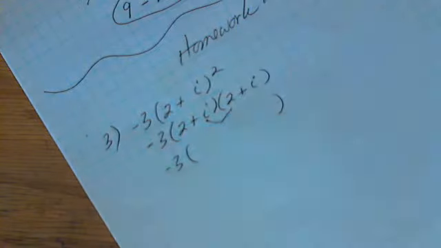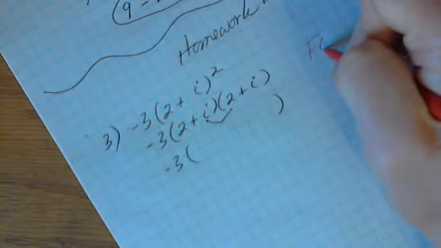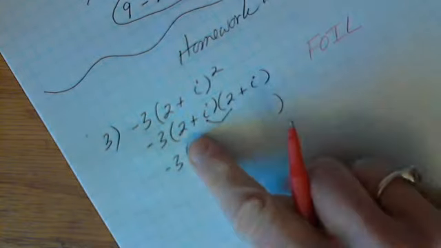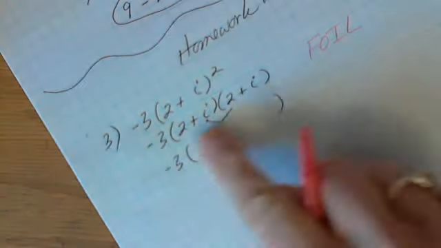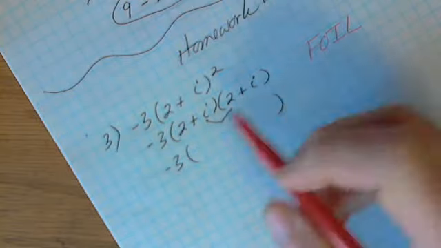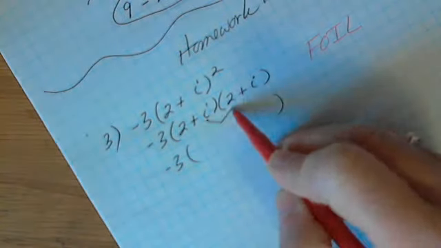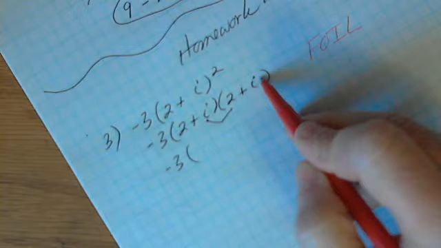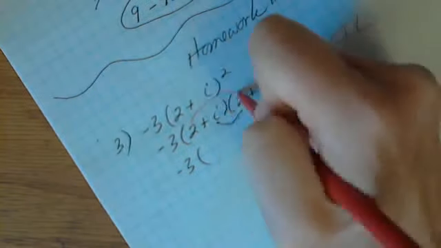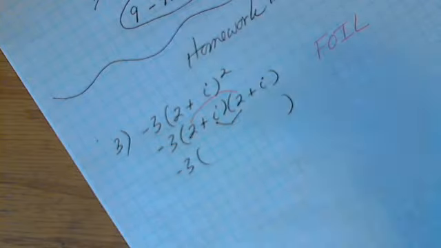And when I'm multiplying 2 plus i times 2 plus i, I'm going to use the FOIL method. Firsts times firsts, outers times outers, inners times themselves, and lasts times themselves. You've done this before with variable binomials. It's no different here. Well, it's a little bit different, but not a lot.